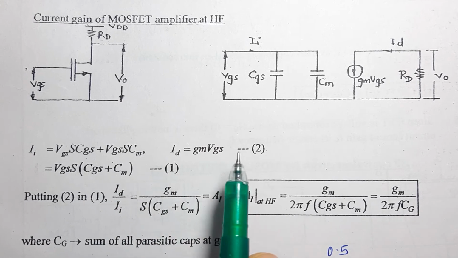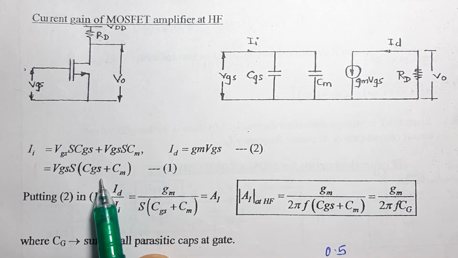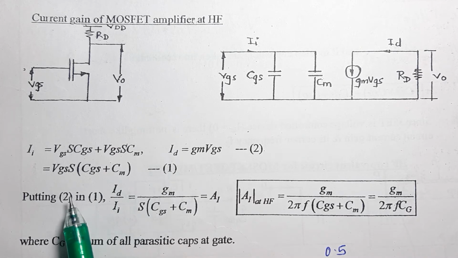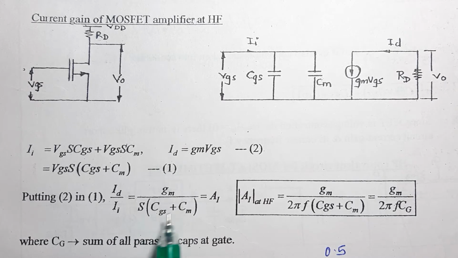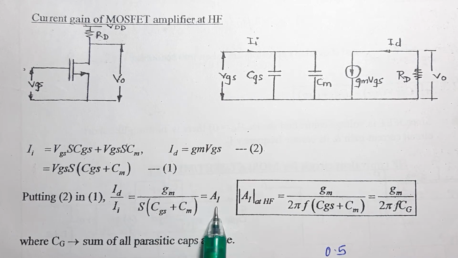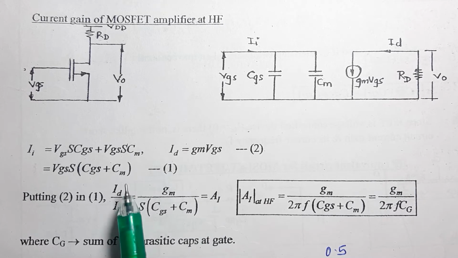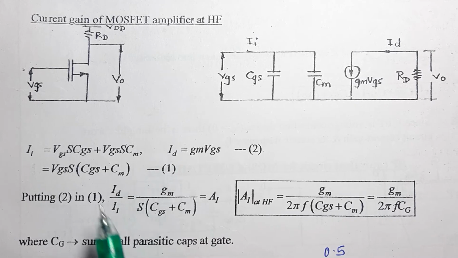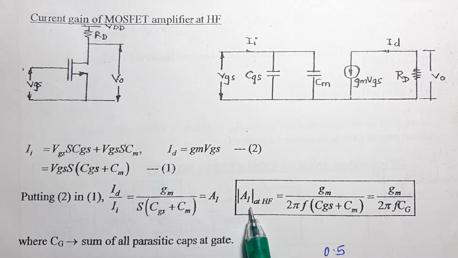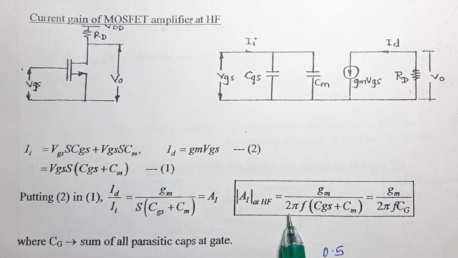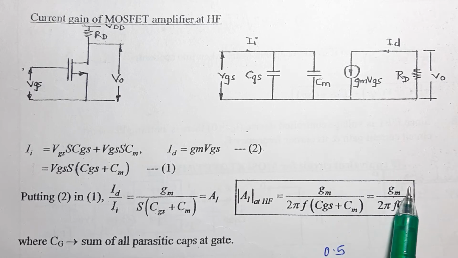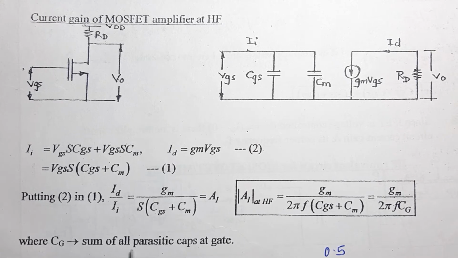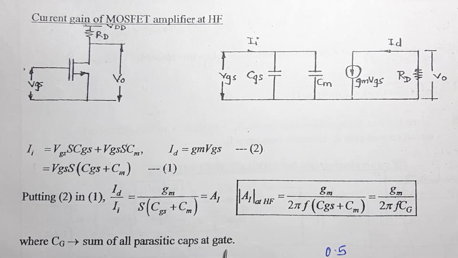Now can we substitute 2 in 1 over here? That means we have Id by Ii, which is equal to gm upon s(Cgs plus Cm), which is equal to your Ai or the current gain. Why? Because it is nothing but the ratio of output current upon input current. Therefore Ai, or the current gain at HF, is given as gm upon 2πf(Cgs plus Cm), which is equal to gm upon 2πfCg over here, where Cg is the sum of all the parasitic capacitors at your gate.